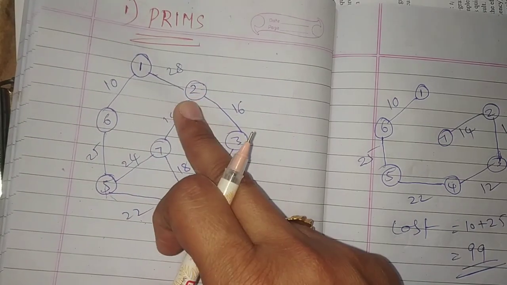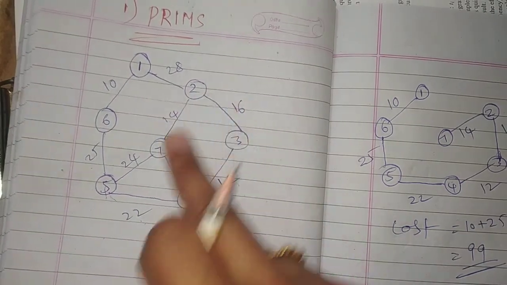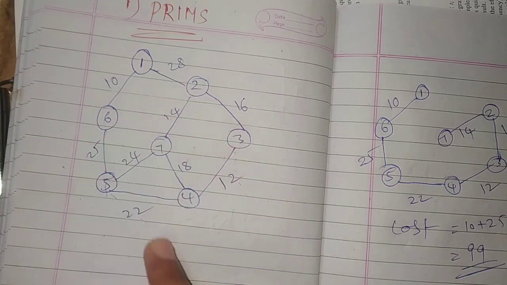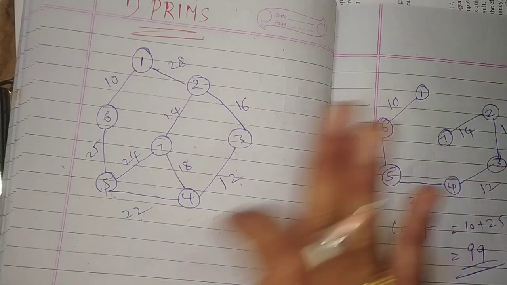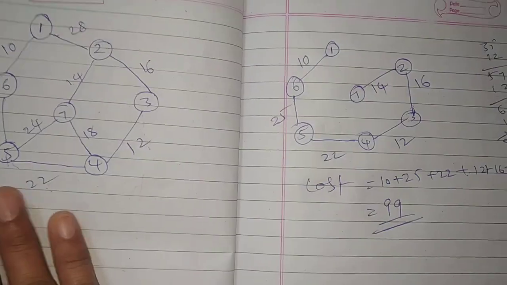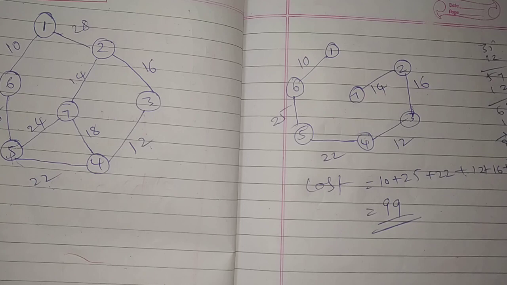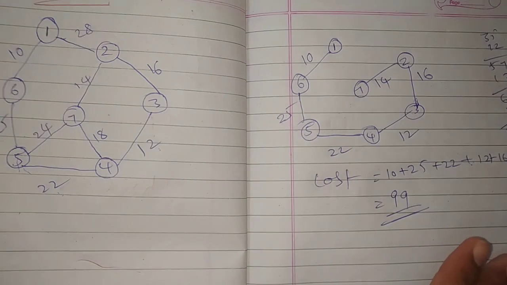And next which is minimum? So 14, 2 to 7. That's the only one. If you join any other, you will get a cycle, so don't join. This is the minimum cost tree and this is a subgraph of the graph. Understand? So this is Prim's algorithm, and next Kruskal's algorithm.